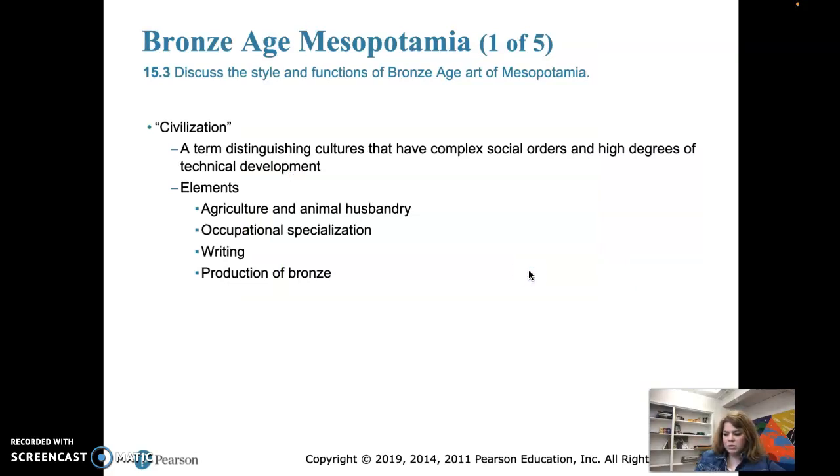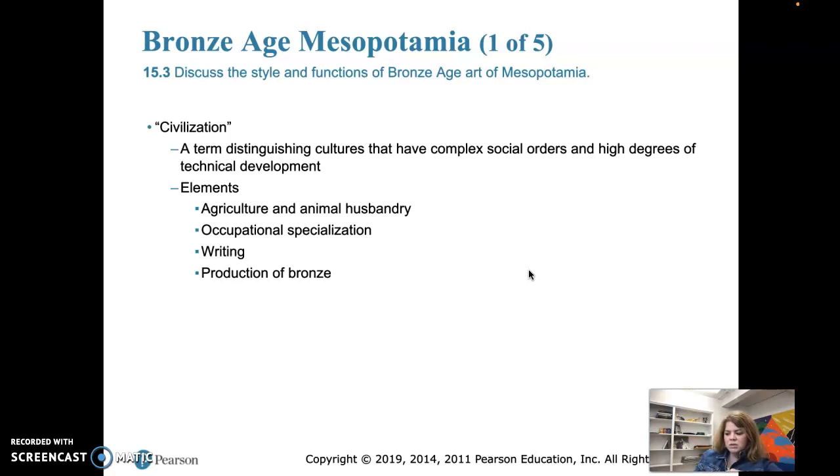So we're going to talk about Bronze Age Mesopotamia. We know about the artifacts. We can look at the artifacts found and see that early civilizations emerged independently at different times throughout many areas of the world. Civilization is a term that describes cultures with complex social orders and a relatively high degree of technical development and innovation. So they're using technology to some extent.